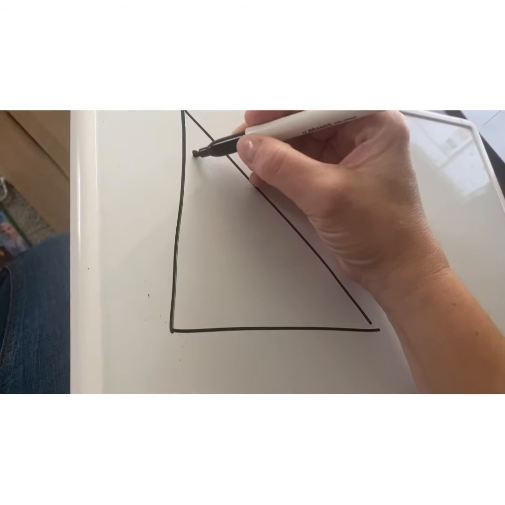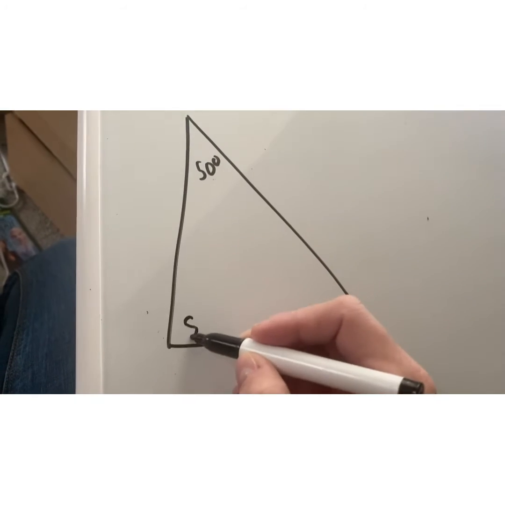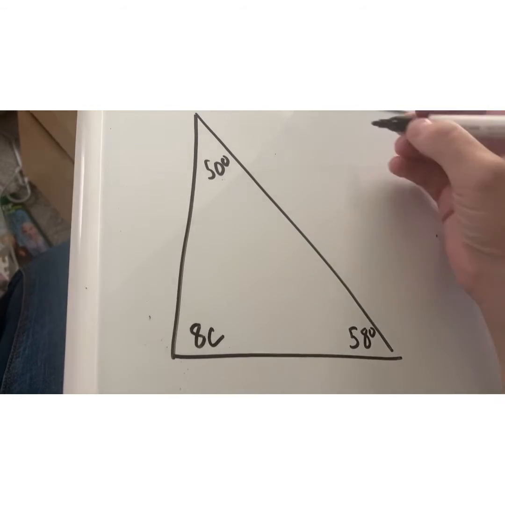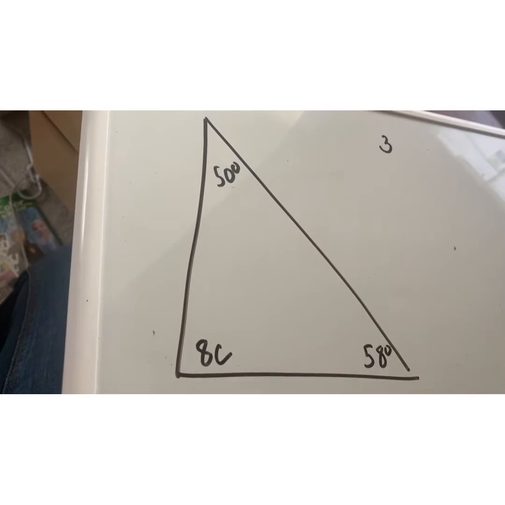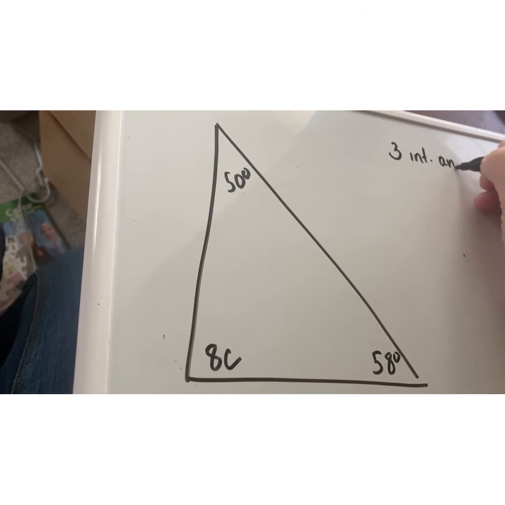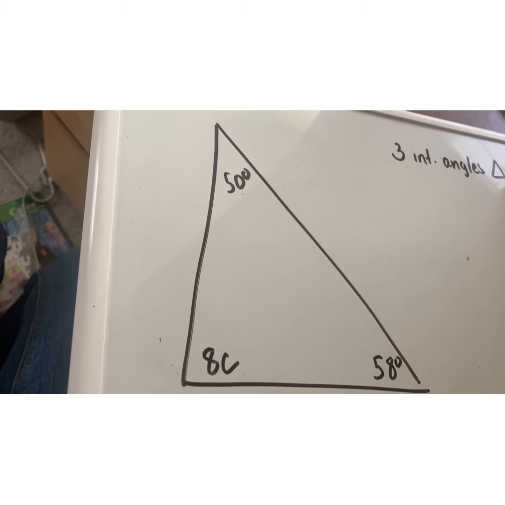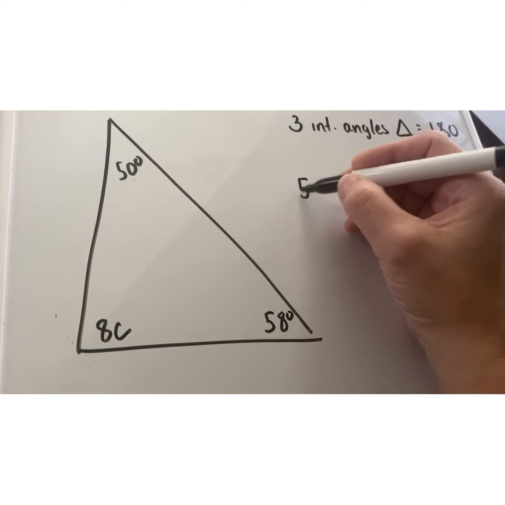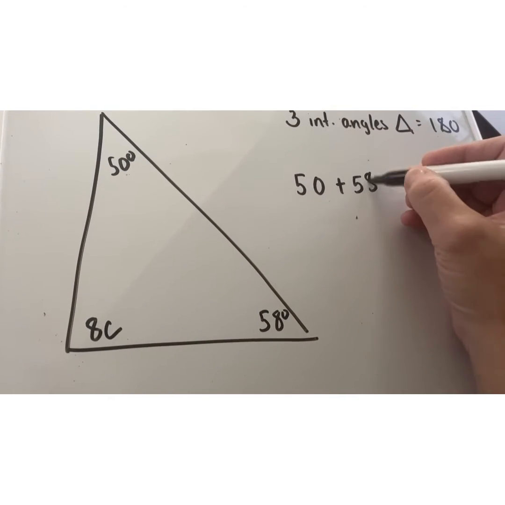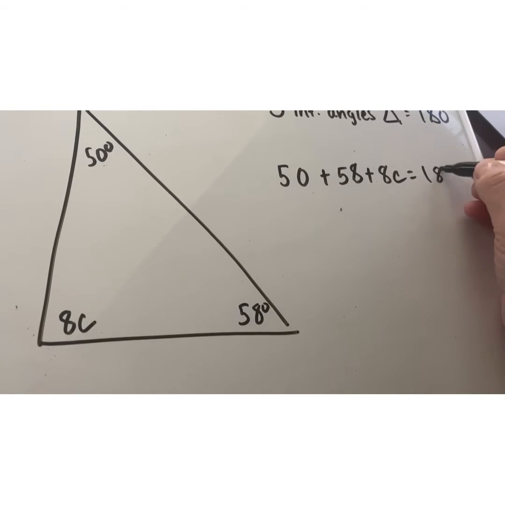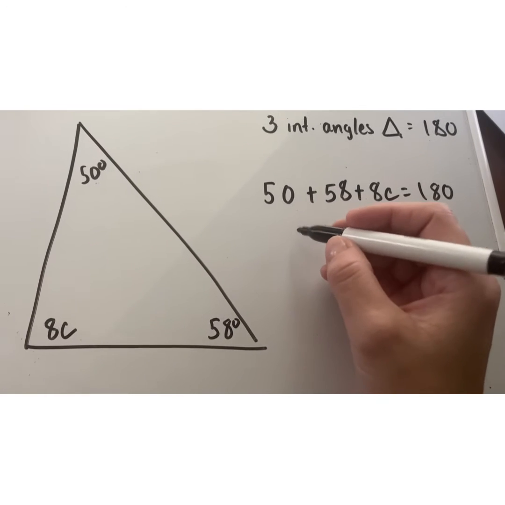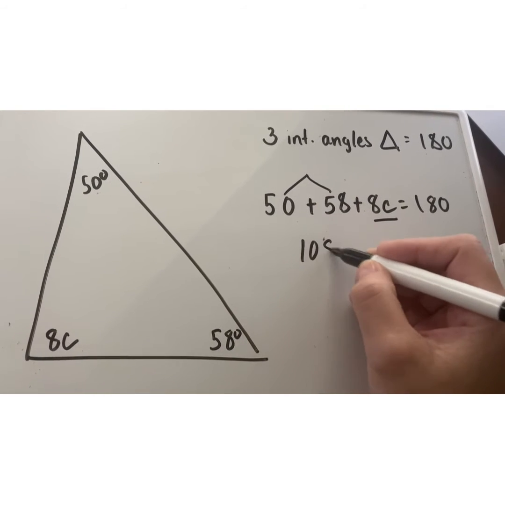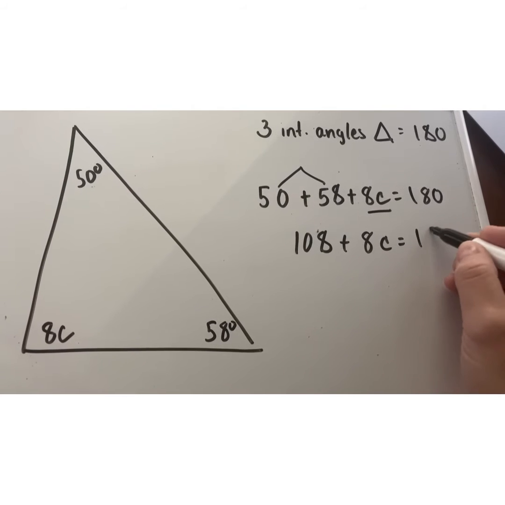All right, so we know that the angles in this problem are 50 degrees, 8C, and 58 degrees. We know that the three interior angles of a triangle equal 180 degrees. So we are going to add all of these up and set them equal to 180. 50 plus 58 plus 8C equals 180 degrees. All right, so I'm going to add 50 plus 58 because those are the like terms. 8C is not a like term. And I'm going to get 108 plus 8C equals 180.